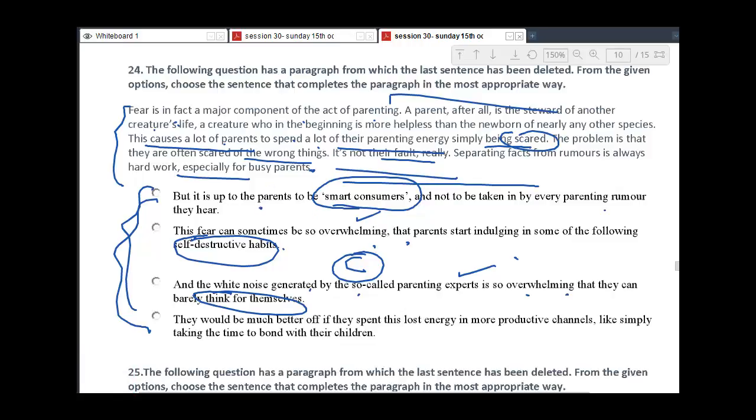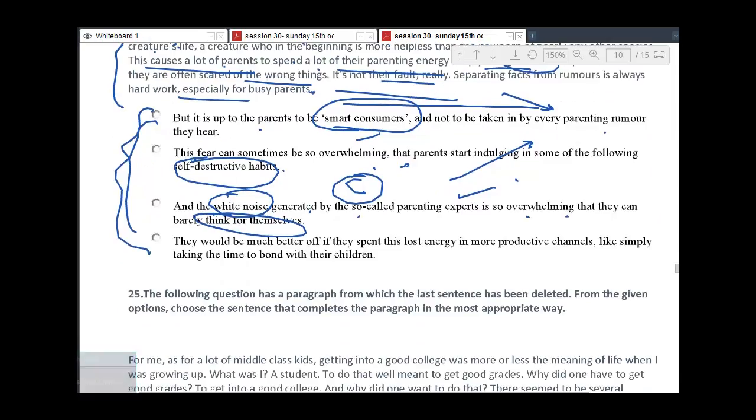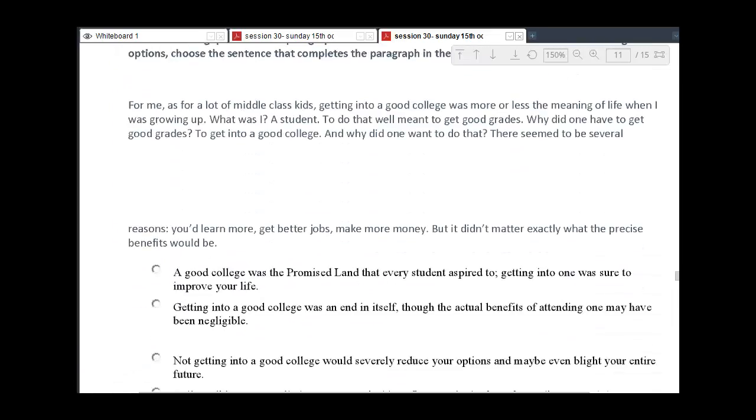It says, but it is up to the parents to be smart consumers. Why not this? It says this fear can sometimes, okay, the fear is basically dominating the passage. So why can't this be the right answer? And then white noise. What is white noise? From where is white noise coming in? So after spending almost 1.5-2 minutes, I get a feeling that I am not arriving at the right answer. I would simply let it go, and then I will come to the next question.